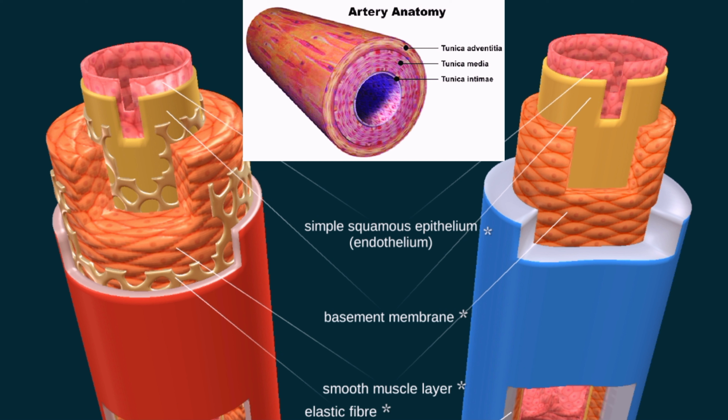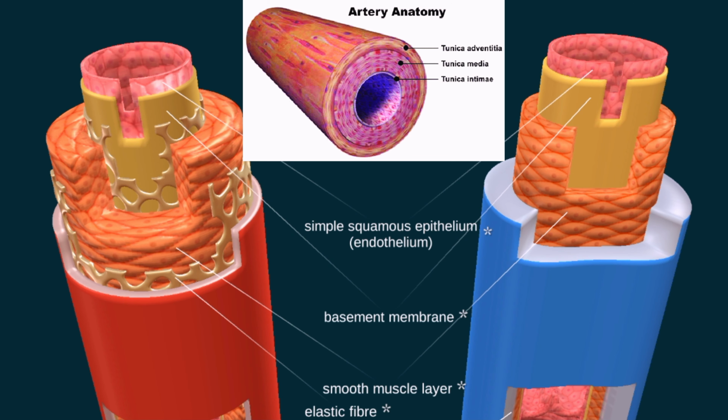Tunica media is the thickest layer of the artery and is made up of smooth muscle cells and elastic fibers. The smooth muscle cells are responsible for the regulation of blood flow and blood pressure. The elastic fibers allow the artery to expand and contract in response to changes in blood pressure. The tunica media is separated from the tunica adventitia by an external elastic membrane.